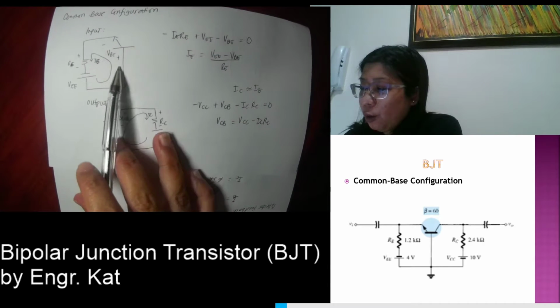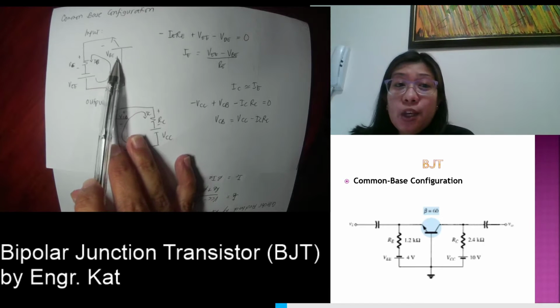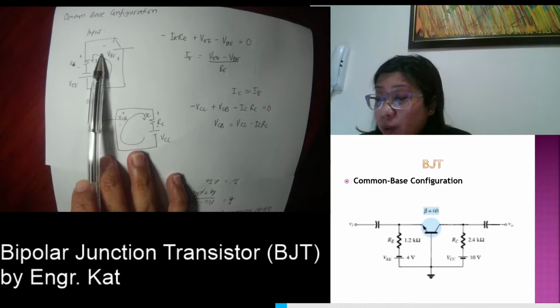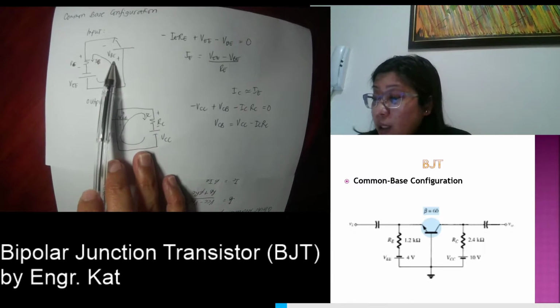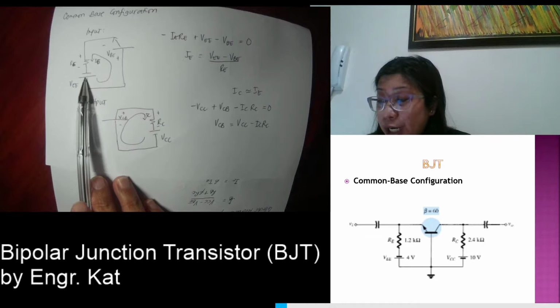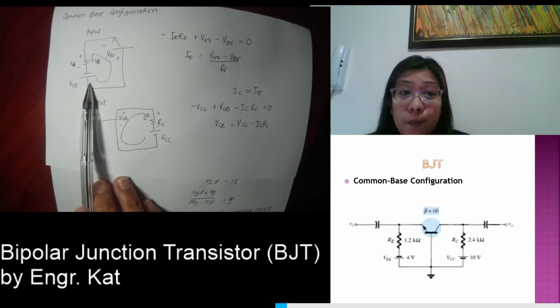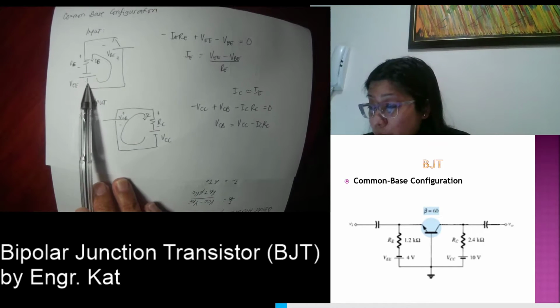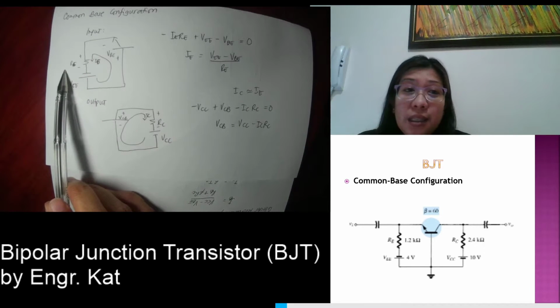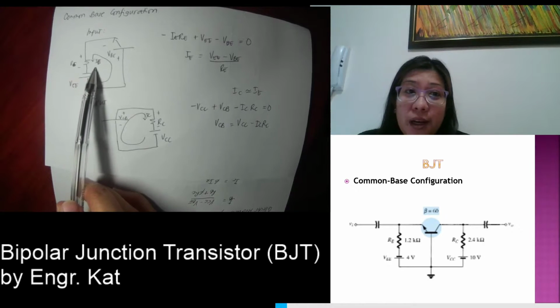Since this is your base, this is positive. The base is positive with respect to the emitter, so we have minus plus VBE, following the polarity of your VEE. The current is flowing from the negative going to the positive, so we have plus minus. Since this is RE, the current flowing here is IE.